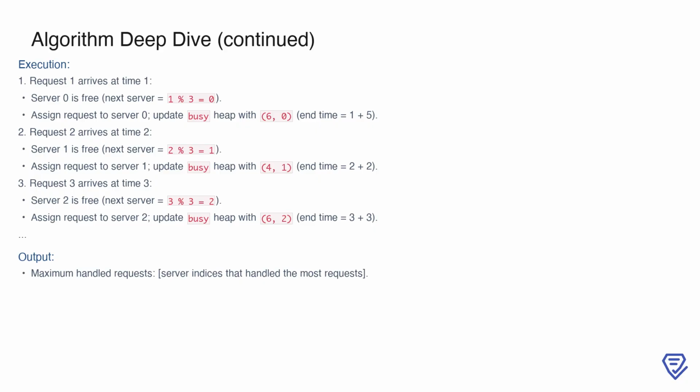This process continues for subsequent requests, ensuring that each is either assigned to an available server or dropped if no server is free. At the end, we identify the maximum value in requests_handled and return the indices of servers that processed the most requests. This completes the algorithm, providing an efficient and robust solution.